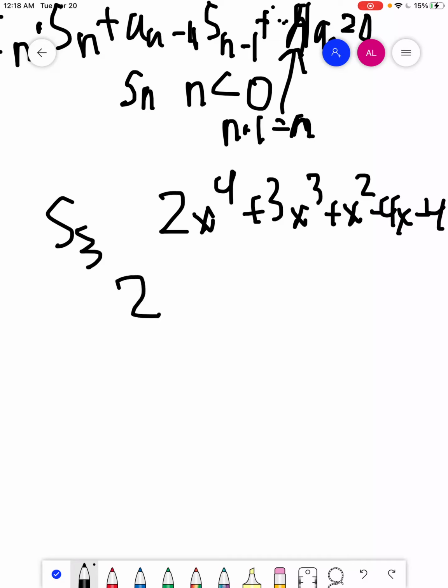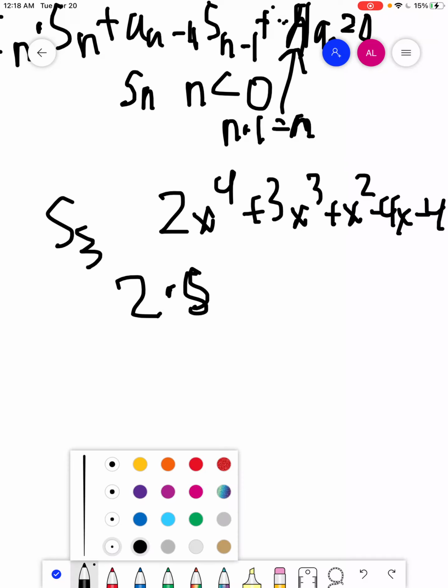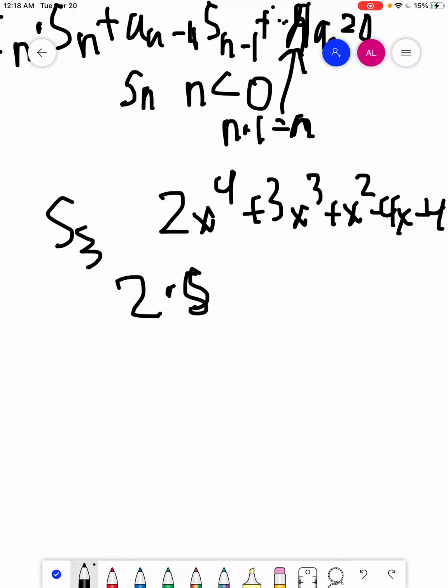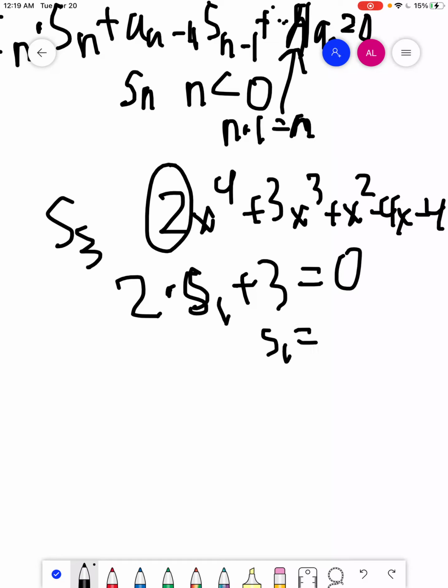So we have to go step by step. So 2 times s1, the sum of roots. I expect it to be negative 3 plus 3. Oh wait, no. Negative 3/2, since this has to be monic, so I would divide by 2. So s1 is equal to negative 3 over 2, as expected.